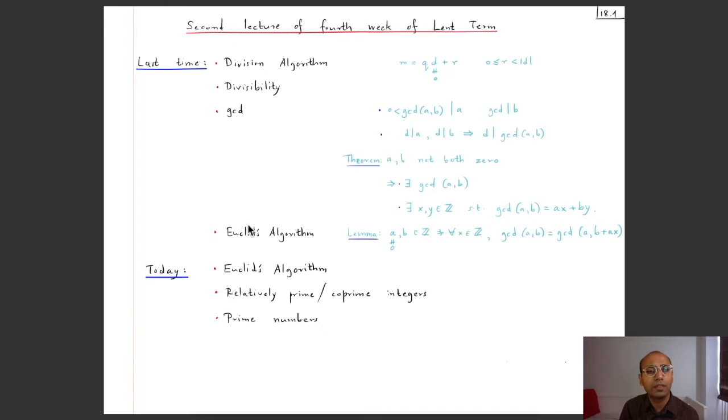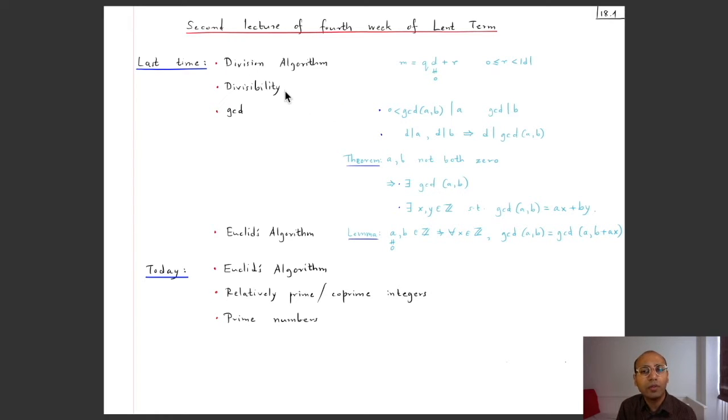And last time we started chapter 5, and the first thing that we learned in this chapter was this division algorithm, which is really a theorem which says that if you have any two integers m and d, where d is not equal to 0, you can divide this m by d, and in the process you get a quotient q and a remainder r, so that m is equal to qd plus r, and this remainder r is bigger than or equal to 0 and strictly less than mod d.